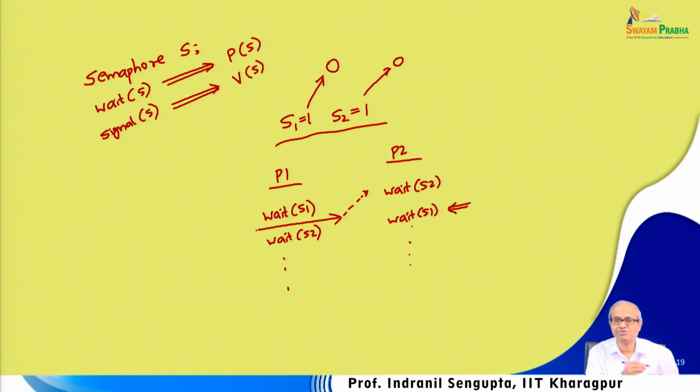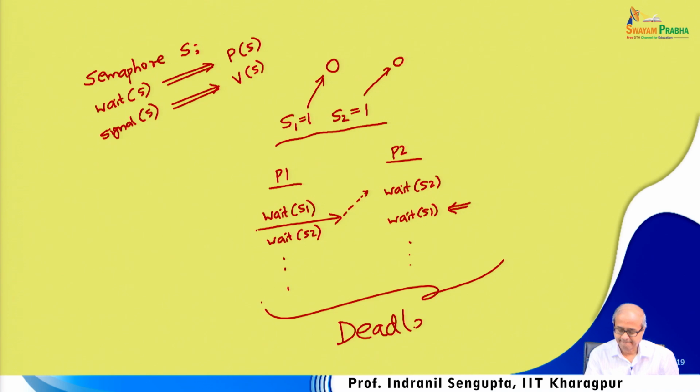Now, P2 is trying to execute wait S1, but the value of S1 is already 0. So, P2 cannot proceed, and P2 will block. Similarly, when you come back to P1, P1 will try to resume and execute wait S2, but S2 is also 0, so P1 will also block. So, both these processes P1 and P2 are blocked mutually. This is a scenario which is referred to as deadlock. If you are using such individual semaphores and you are not careful, such deadlock scenarios may occur.